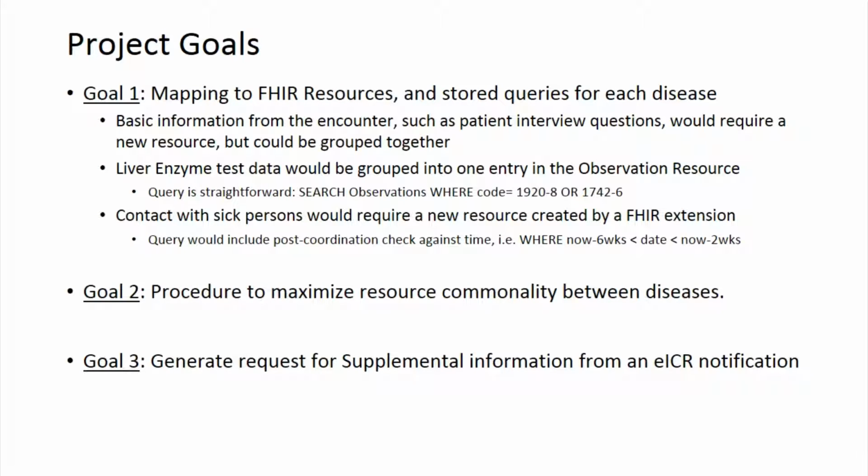The first goal is to map FHIR resources. From the earlier example, we could see basic data, the liver enzyme test data, and contact with sick persons. Listed are examples of how the resources and queries might be handled. The second goal is to maximize resource commonality between diseases. So that liver enzyme test, for example, might apply to multiple conditions.